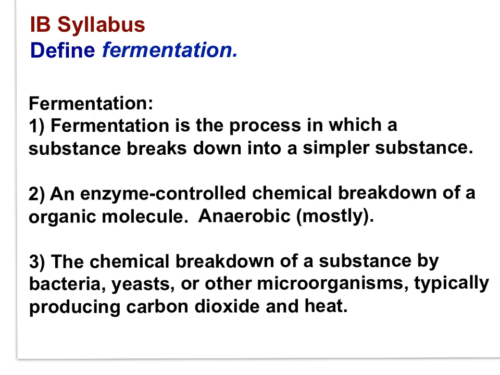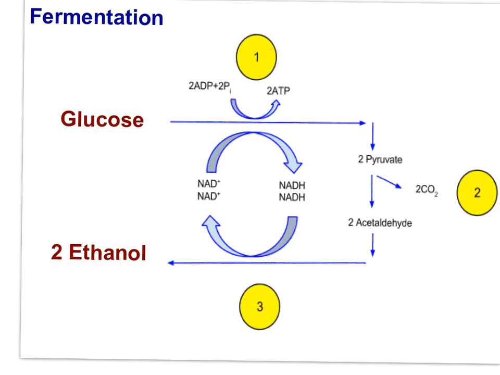As I mentioned, we will define the term fermentation more broadly than just the metabolic reaction that results in alcohol. Fermentation is the process in which a substance breaks down into a simpler substance, an enzyme-controlled chemical breakdown of an organic molecule, anaerobic mostly, but not always. The chemical breakdown of a substance by bacteria, yeasts, or other microorganisms, typically producing carbon dioxide and heat, but not always carbon dioxide. The fermentation process used in making alcohol starts with glucose.